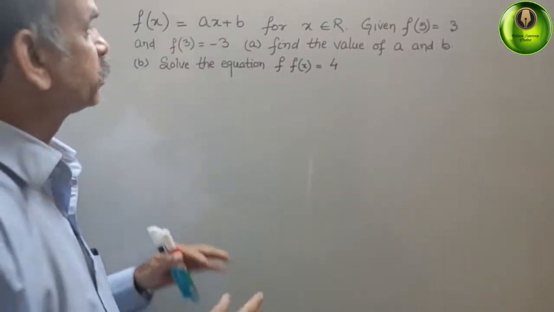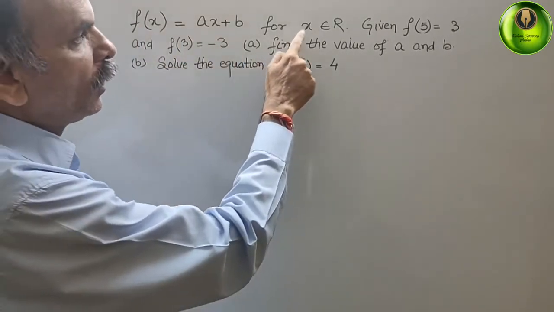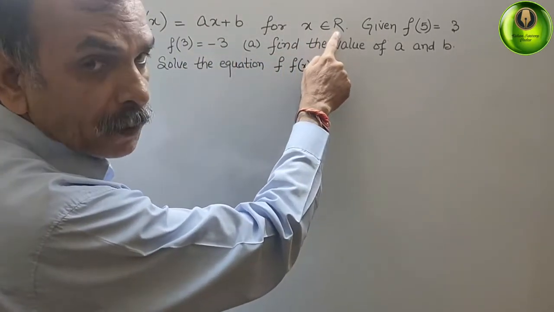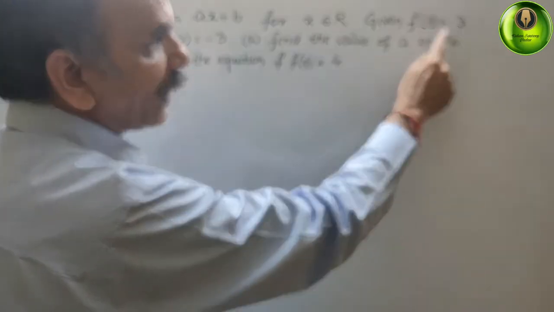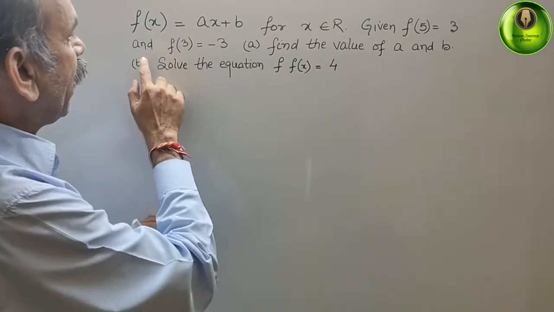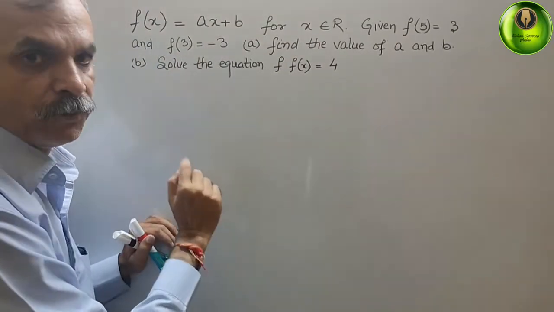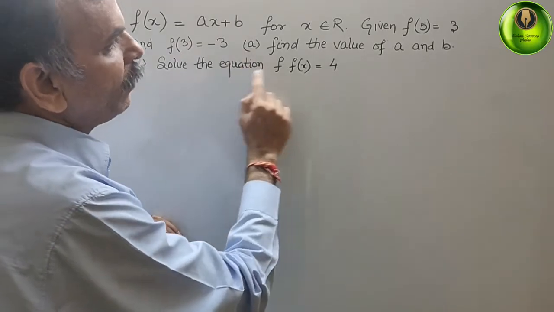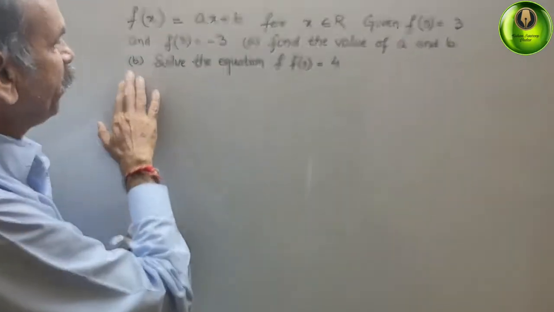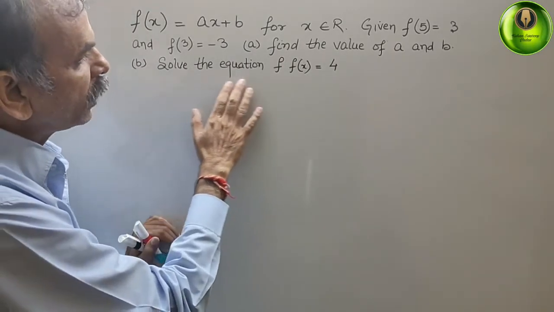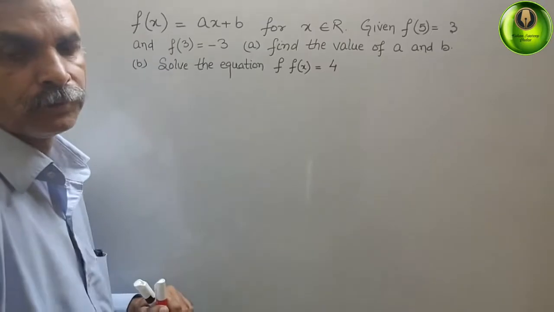Your question is f(x) = ax + b for x belonging to the real numbers. Given f(5) = 3 and f(3) = -3. Question A: find the value of a and b. Second question: solve the equation f(x) = 4.